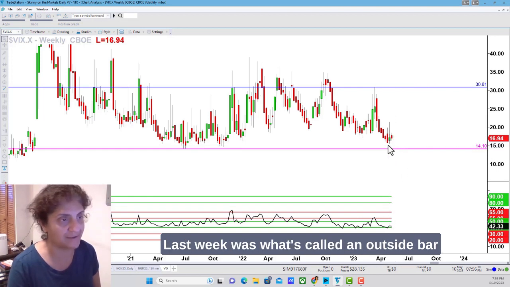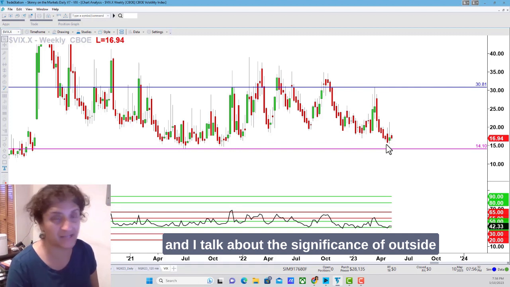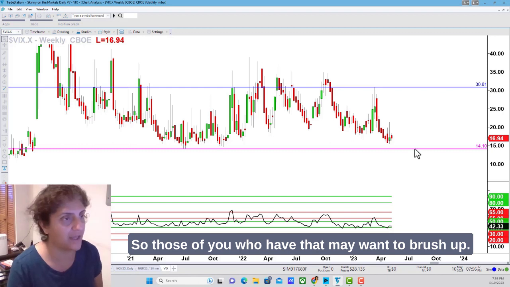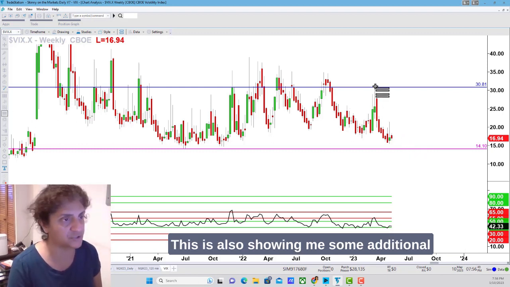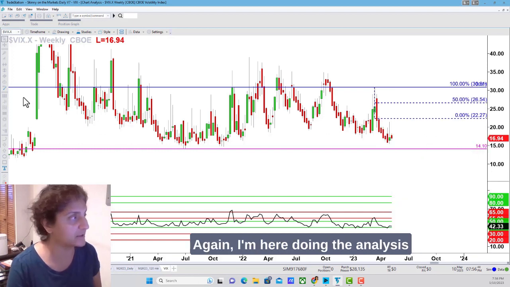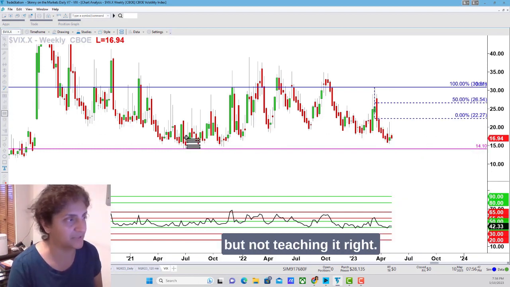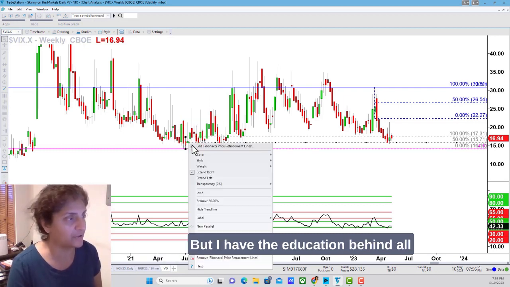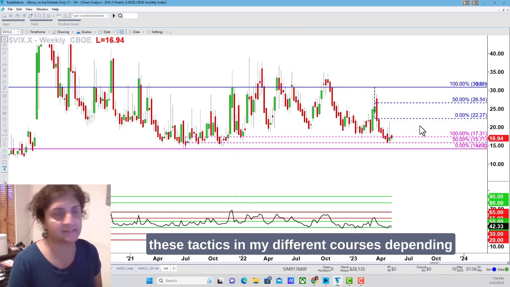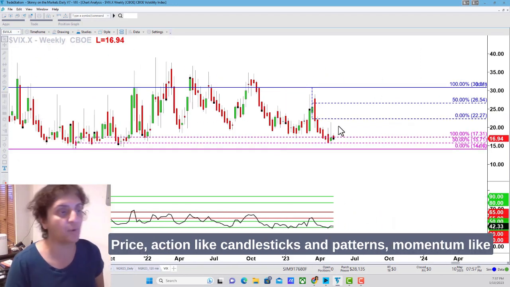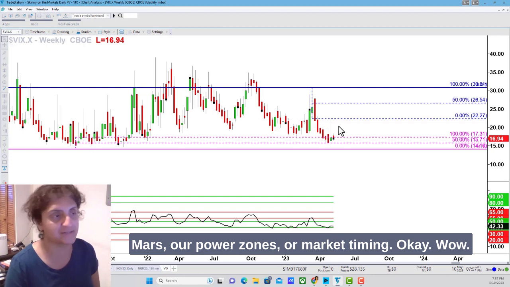Last week was what's called an outside bar, and I talk about the significance of outside ranges in my Gann candlestick system, so those of you who have that may want to brush up. This is also showing me some additional resistance levels that I want to monitor, so I'm going to mark those in. Again, I'm here doing the analysis, but not teaching it, right? That would be hard to do in a several minute video. But I have the education behind all these tactics in my different courses, depending on what you want to focus on. Price action, like candlesticks and patterns, momentum, like RSI power zones, or market timing.